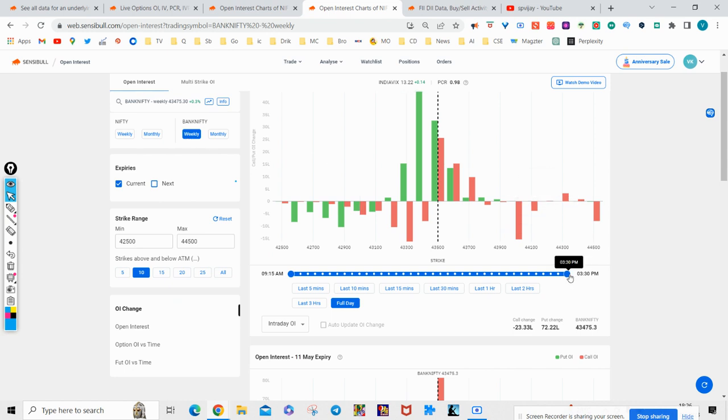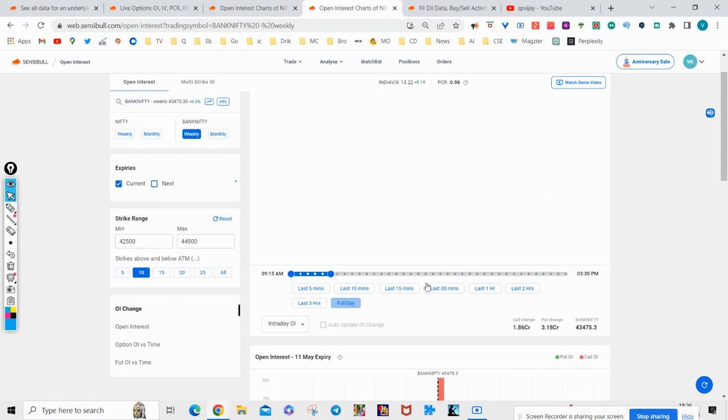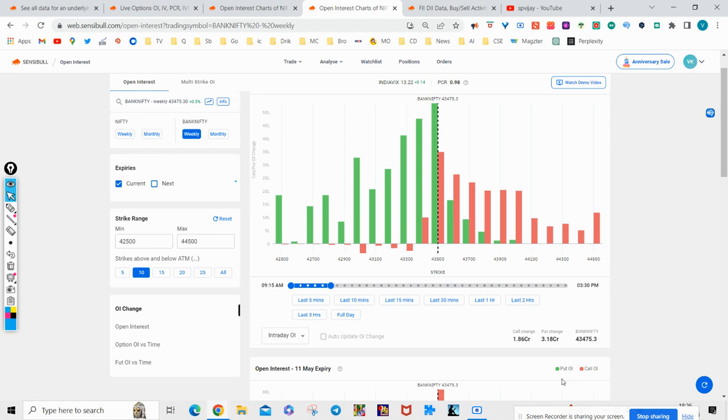For example, if I show the first half, till at least 10 o'clock, you can find that there are way more puts being written than calls. The put change you can see is 3 crore and the call change is 1.86 crore. So put change is more and relatively call change is less. So because of this, what happens? The range gets shifted on the upside.